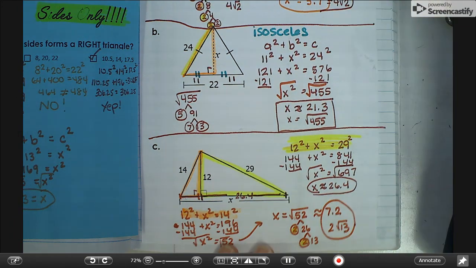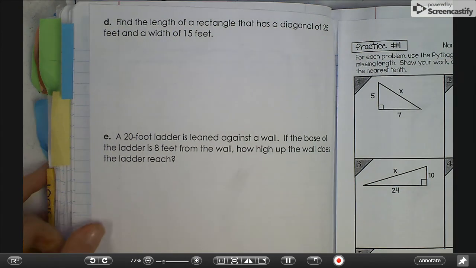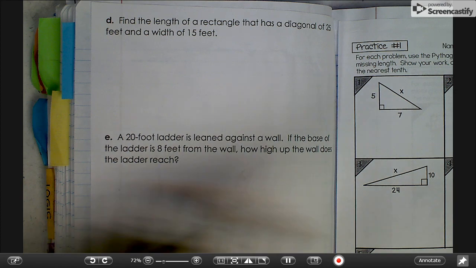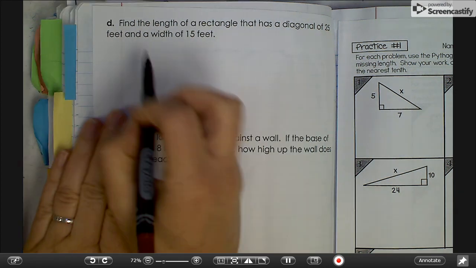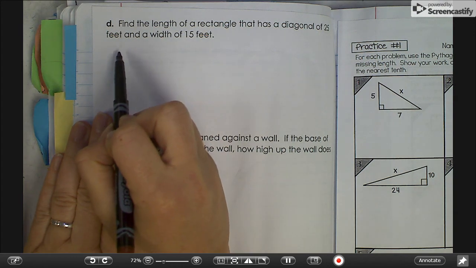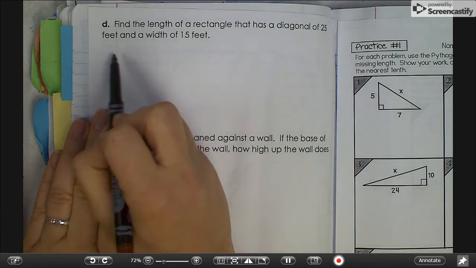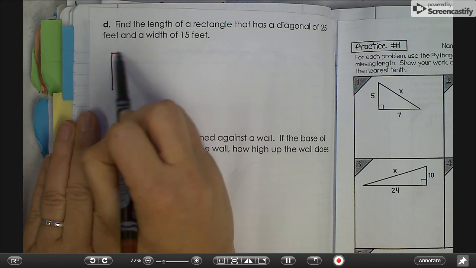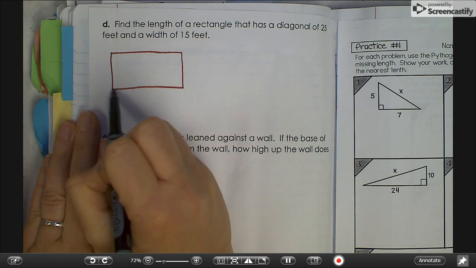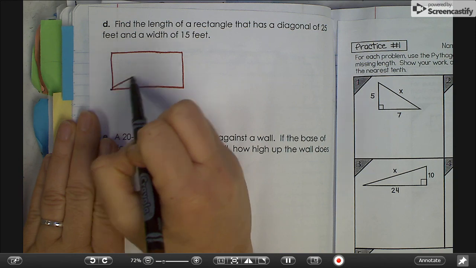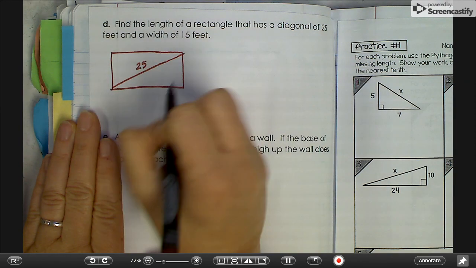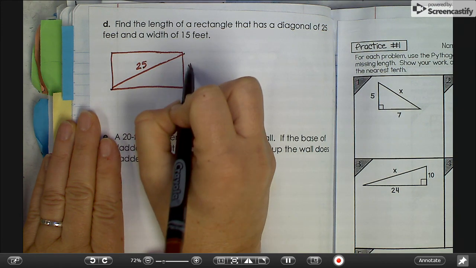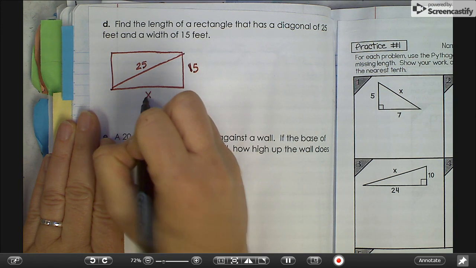Okay, we're going to do a couple word problems of this. All right, so just to show you how to draw these and get a whole handle on how it works, D. Find the length of a rectangle that has a diagonal of 25 feet and a width of 15. So we want to draw a rectangle. It says the diagonal across here is 25 feet. And the width, which we can go either way, I'm going to put it here, of 15 feet. And we want to know how long it is.